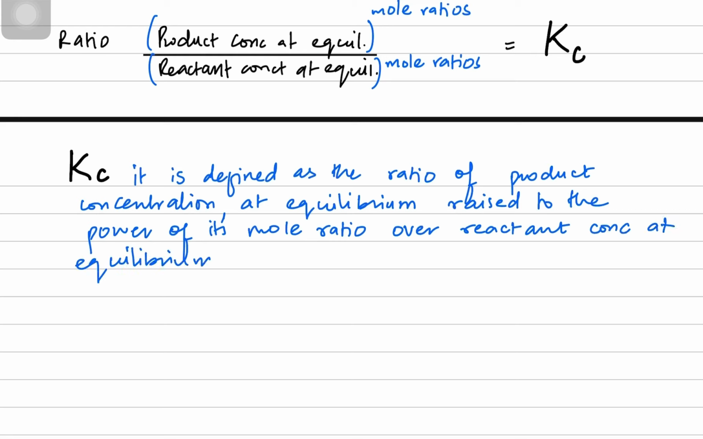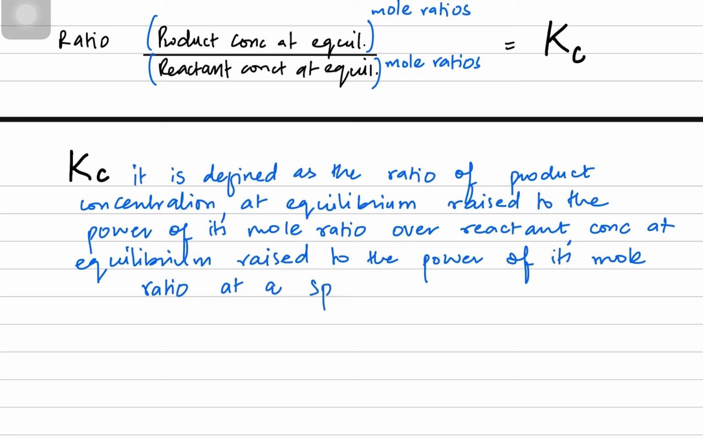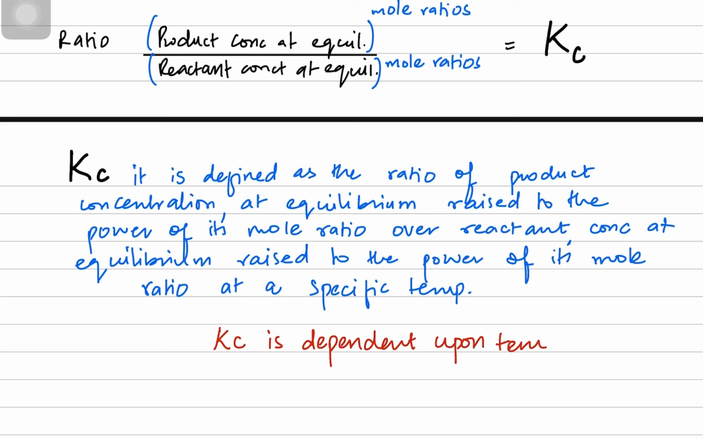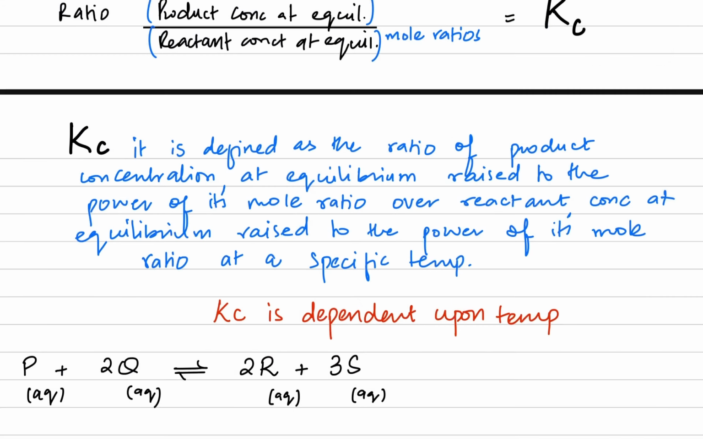Again, we are concerned with the amount of reactant left. We are not concerned with the amount used up. So reactant concentration at equilibrium raised to the power of its mole ratio, at a specific temperature. Kc value is dependent upon temperature. Let's write that. Kc is dependent upon temperature. Kc is a constant, but Kc changes when the temperature changes. We will also see that Kc is variable for each equation.